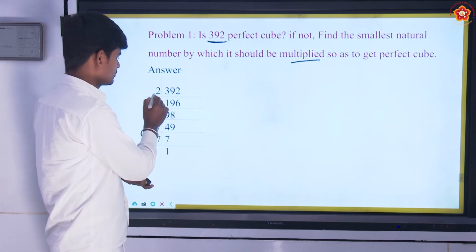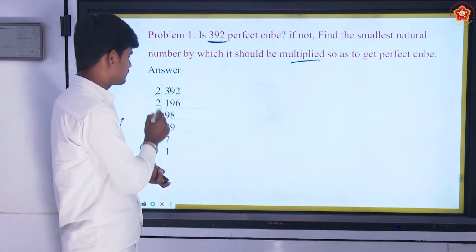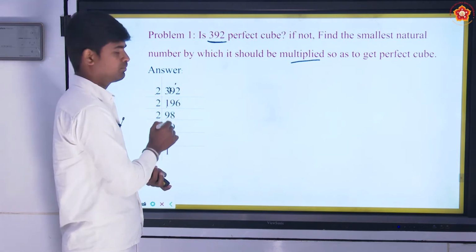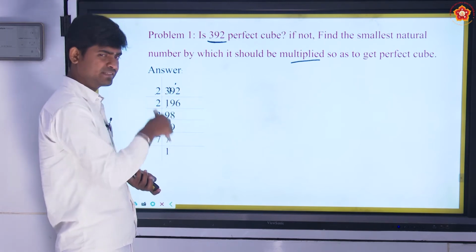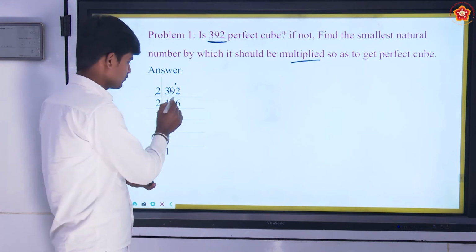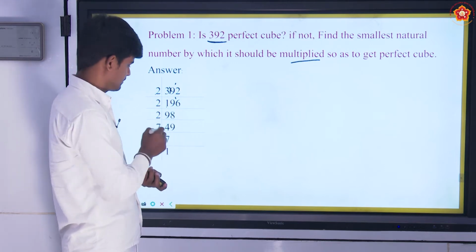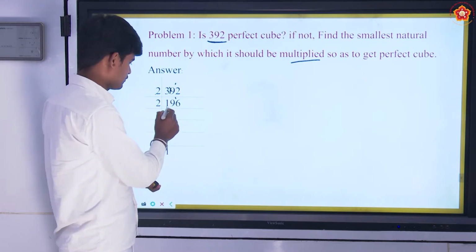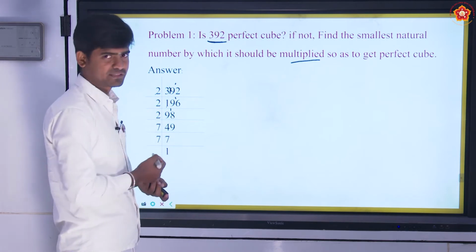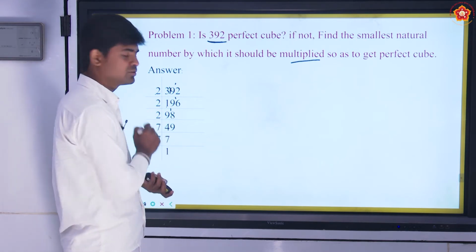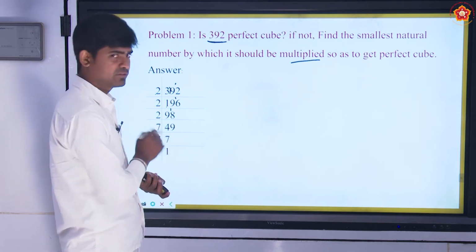392: the smallest prime number is 2. 2 ones are 2, 2 nines are 18, carry 1, 2 sixes are 12. Next, 2 nines are 18, carry 1, it becomes 196, 2 eights are 16. Again, 2 fours are 8, 2 nines are 18. Next, 98 is 49, which is not divisible by 2.